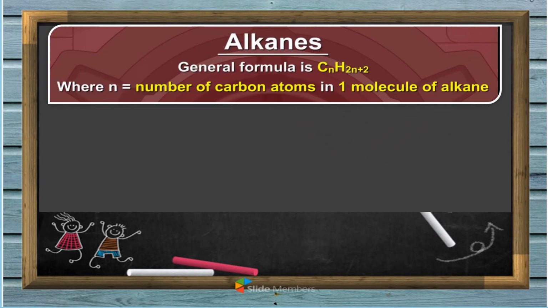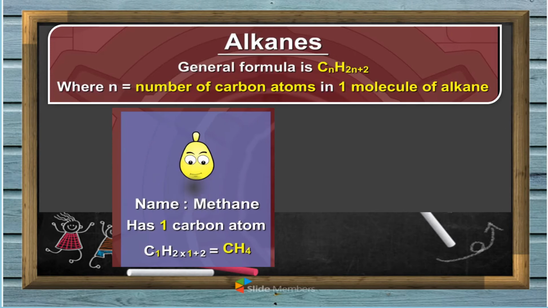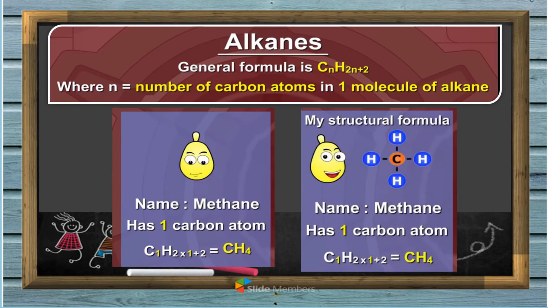So let us use the formula of alkane in the given example. I have here an example of methane. This is the structural formula where there's only one carbon combined with 4 hydrogens. So this is the formula of methane, CH4. How do we come up with this formula? By the use of the formula of the alkane, let us find out. We have here CnH2n+2.